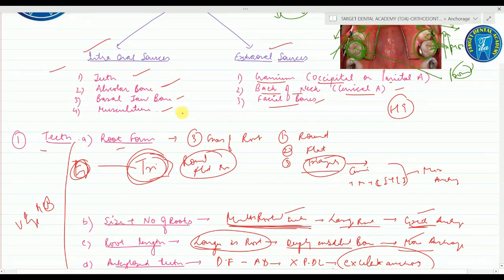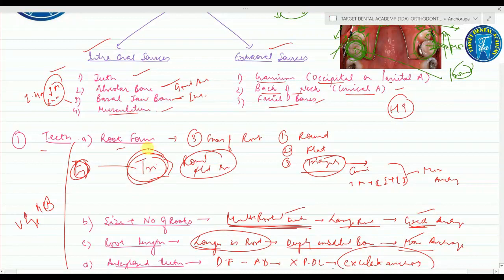Second is the alveolar bone. The alveolar bone also acts as a good anchor. And third one is the basal jaw bone. These are the intraoral hard areas of the basal bone which are used to augment the intramaxillary and intermaxillary anchorage. So the basal jaw bone provides intramaxillary as well as intermaxillary anchorage.